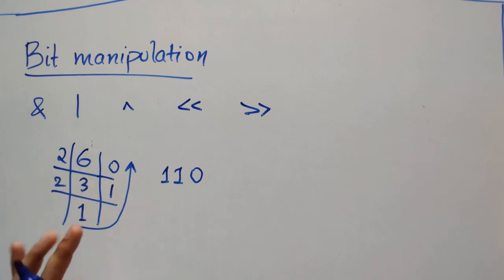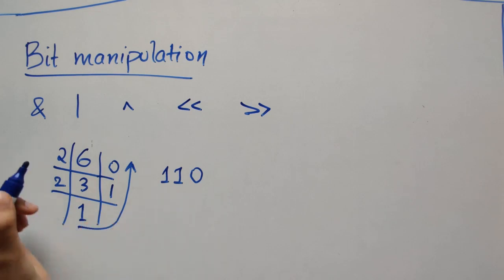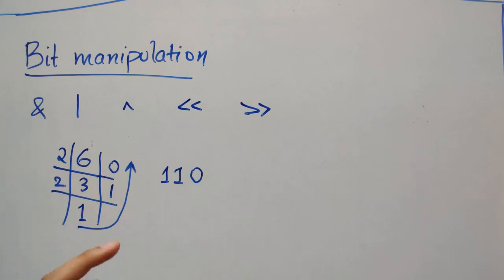But can you tell me why we divided by 2 and not any other number? That is because 2 is the number where if you divide any number by 2, you will get 0 or 1 as the remainder. And that's what bits are all about, right? It's about 1 and 0.